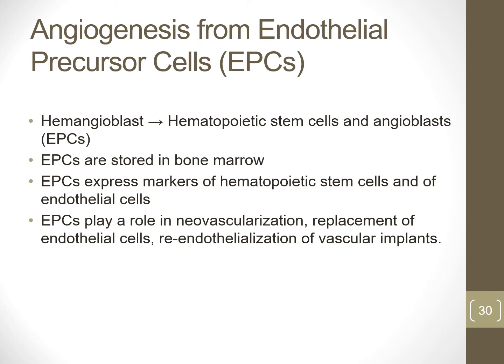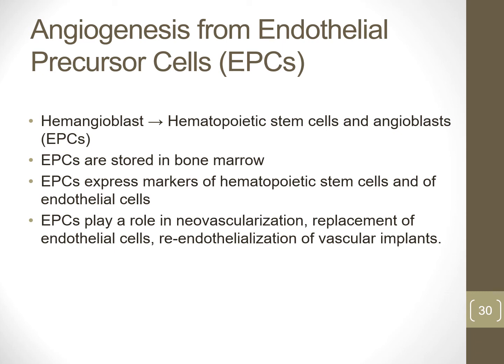So angiogenesis from endothelial precursor cells is the first pathway. We have a cell that is called hemangioblast, and hemangioblast is a hematopoietic stem cell, and angioblast, their other name is endothelial precursor cells. Those endothelial precursor cells are stored in the bone marrow, and they express the markers of hematopoietic stem cells and of endothelial cells. Those cells are recruited by certain growth factors like VEGF and the other factors. So they play a role in new vascularization, which is production of new blood vessels, replacement of endothelial cells in case of damage, and also they have a role in re-endothelialization of vascular implants.